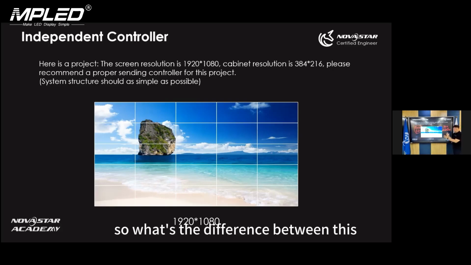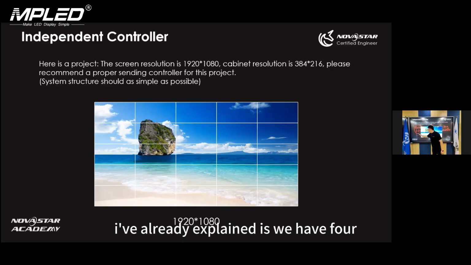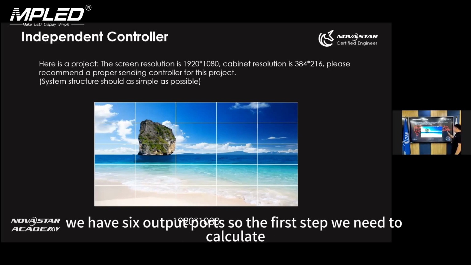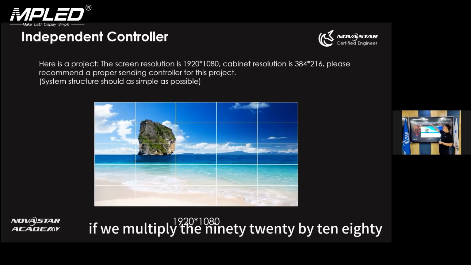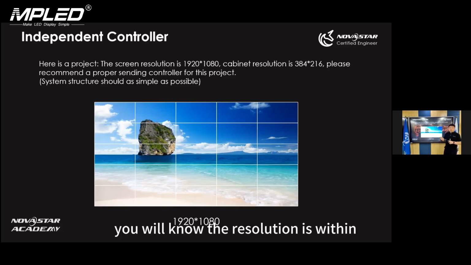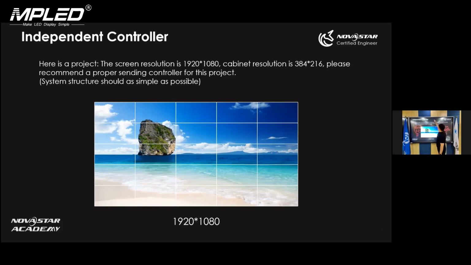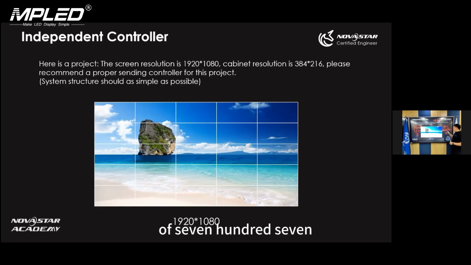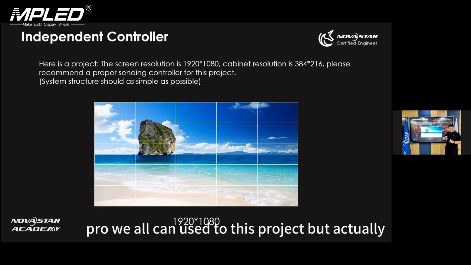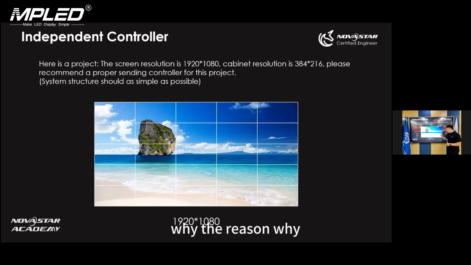So what's the difference between these? As I've already explained, this one has 4 output ports and this one has 6 output ports. The first step is to calculate the total resolution of the screen. If we multiply 1920 by 1080, you will know the resolution is within 2.3 million. So it seems like the 600, 660, 700, or 660 Pro can all be used for this project, but actually no. What is the reason?